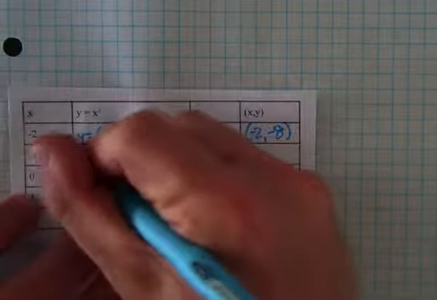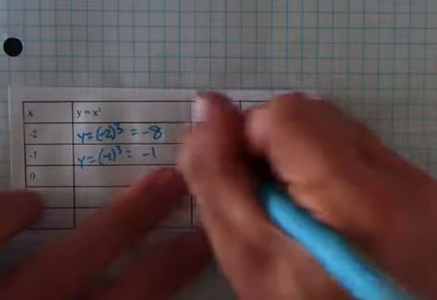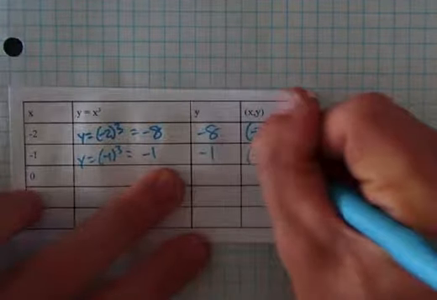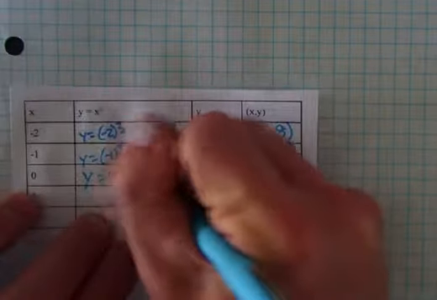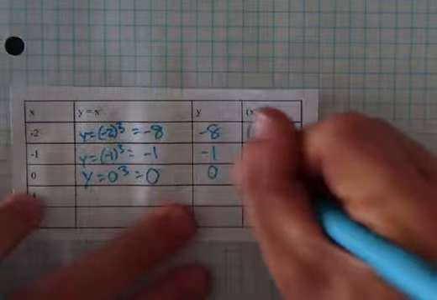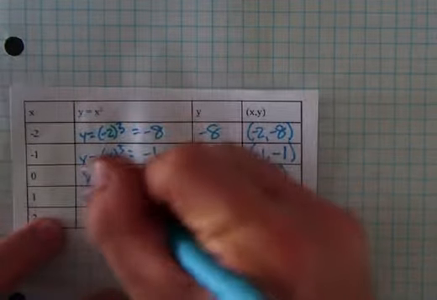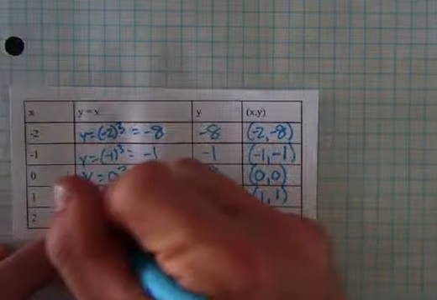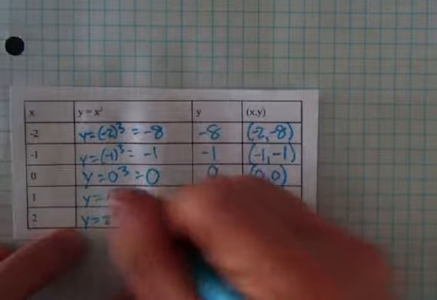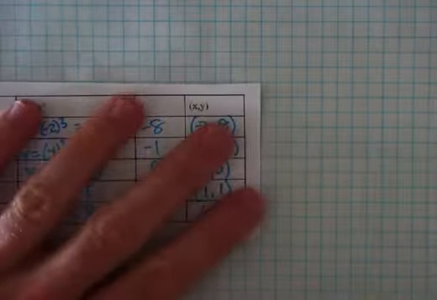For negative 1, we're going to get y equals negative 1 cubed, which is negative 1. So we get negative 1 comma negative 1. For 0, we get y equals 0 cubed, which is 0. 0 comma 0. For 1, y equals 1 cubed, which equals 1. 1 comma 1. And then for 2, y equals 2 cubed, which is 2 times 2 times 2, which is 8. So 2 comma 8. All right, now when we graph this, it's going to look a little bit different.